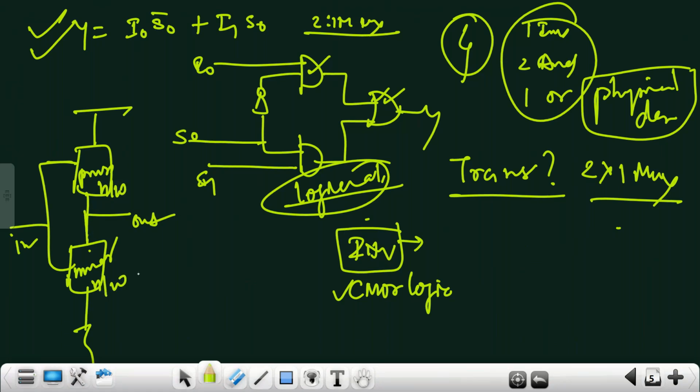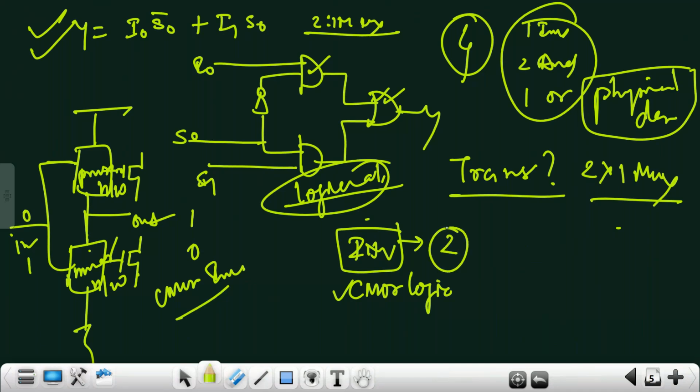Now if you use one PMOS here and one NMOS here, right? So what will happen? It will complement the input. You give 0, you will get 1. You give 1, you will get 0, right? So that is called CMOS inverter logic. So how many transistors are required? Two transistors, one PMOS, one NMOS, right?